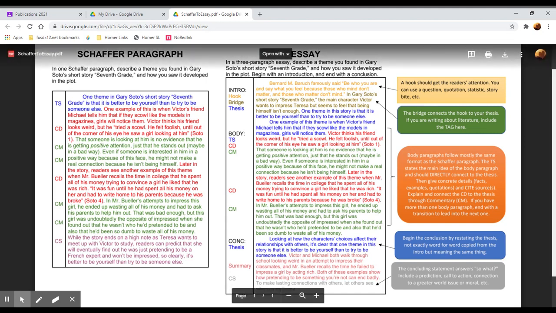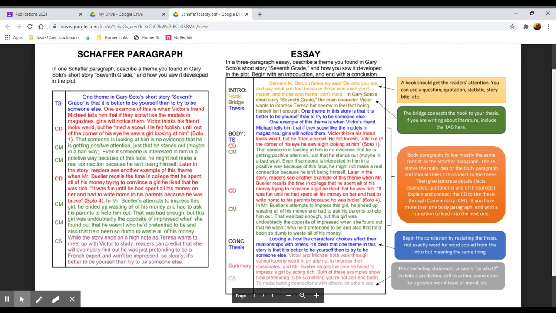Then your concluding statement reinforces your main idea that you presented in your topic sentence. While the story ends on a high note as Teresa wants to meet up with Victor to study, which could be seen as a positive, right? Readers can predict that she will eventually find out he was just pretending to be a French expert and won't be impressed. So clearly it's better to be yourself than try to be someone else.